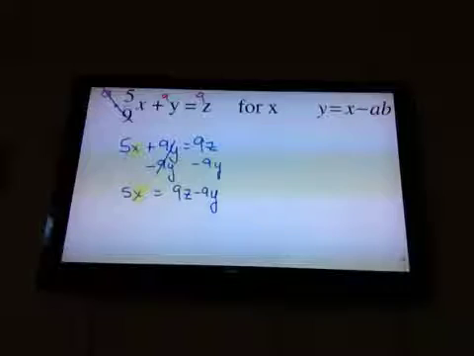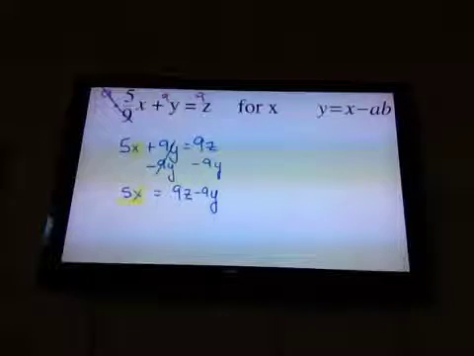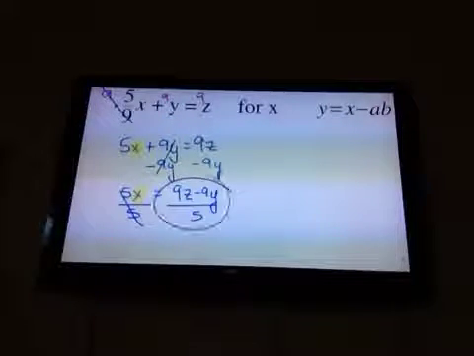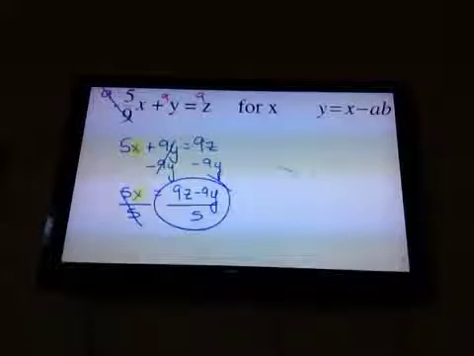I want that x by itself. So I, 5, Will? 5. Divide by 5. There's my answer. Pretty repetitive.